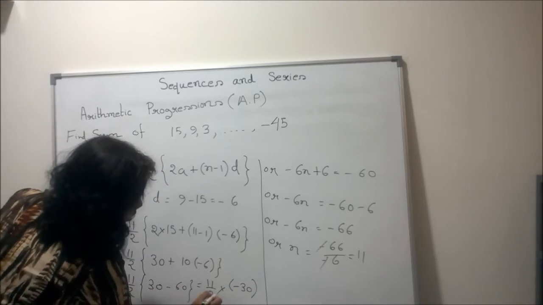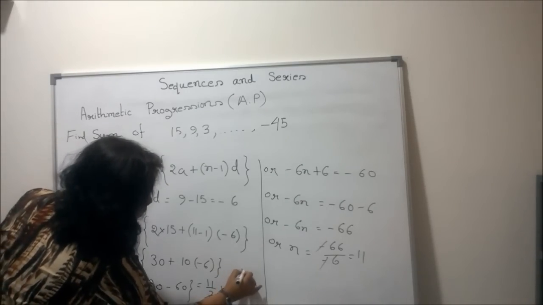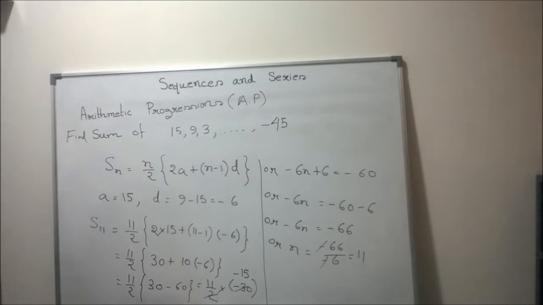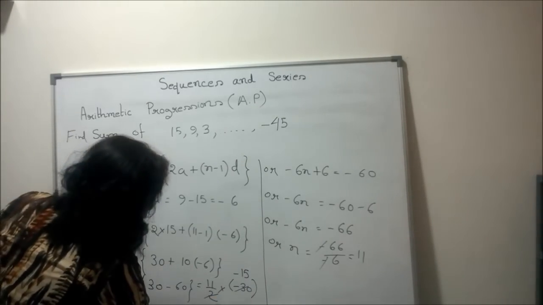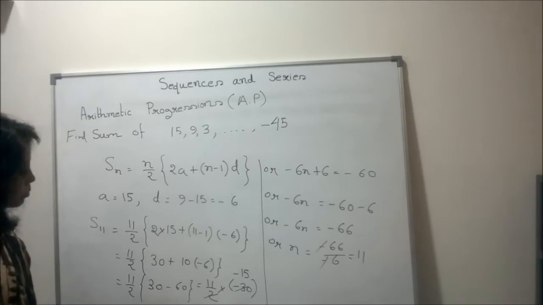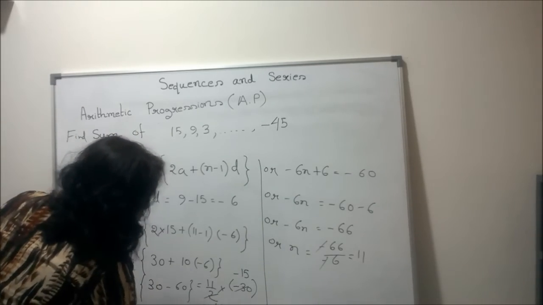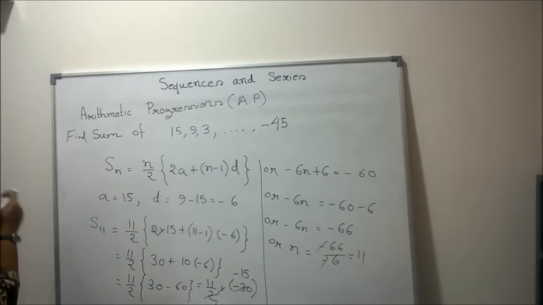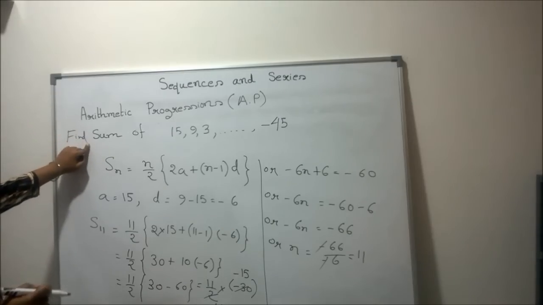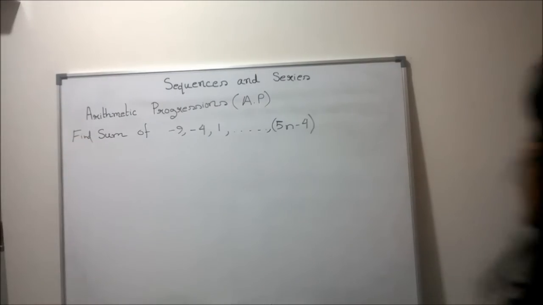So here minus 15. So from there we can get minus 165. So the sum of the 11 terms is minus 165. Okay, into our next problem.